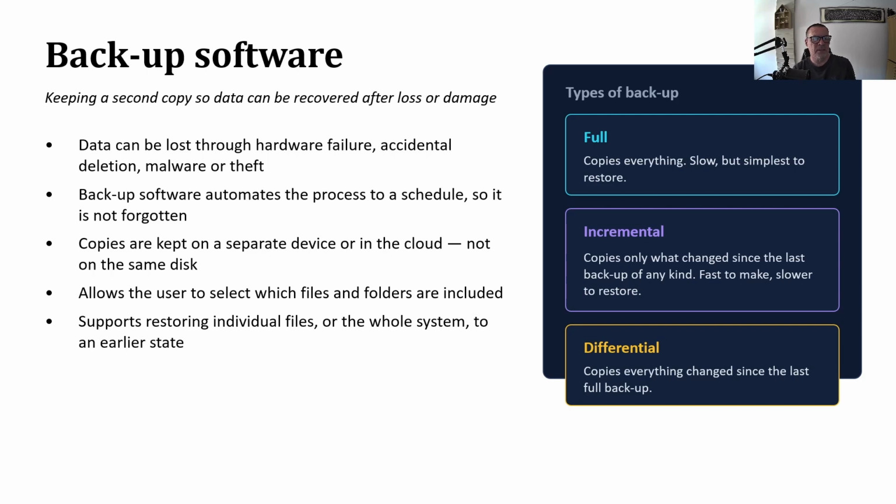You might lose data, it might be damaged, it could be hardware faults, it could be accidentally deleted, it could be damaged or corrupted by malware, or physically stolen. And backup software is an automated process, or should be an automated process, so you don't forget to do it. Copies should be kept on separate devices, obviously because of things like hardware faults. It can be kept in the cloud, so it's physically very far away or separate from the original.